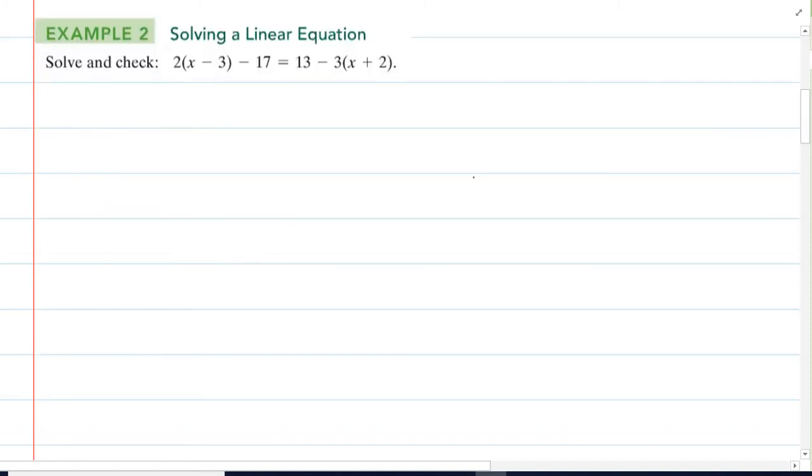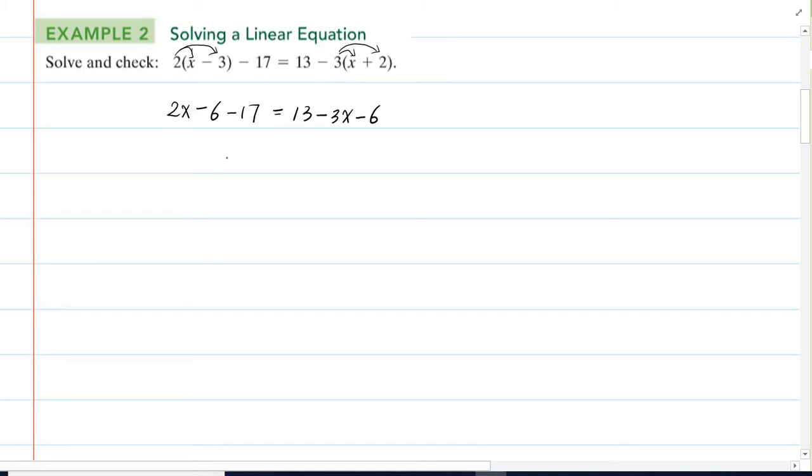Example 2 is solving a linear equation. This time we have to do a little bit extra, because we're going to have distribution. Look right here as well, distribution. So let's start with 2x, then 2 multiplied by negative 3 gives you negative 6. Then subtract 17, that is equal to 13 minus, remember this is a subtract, 3x. Then we use the negative 3 multiplied by 2, giving negative 6. You really have to be careful on this step: negative 3 multiplied by 2 gives you negative 6.